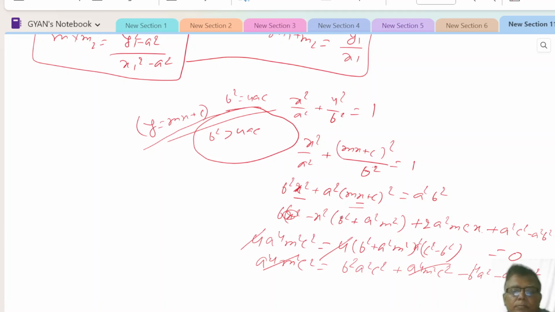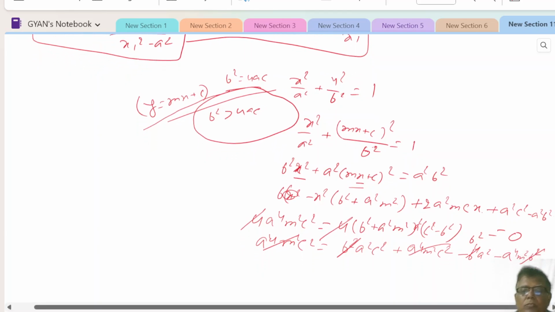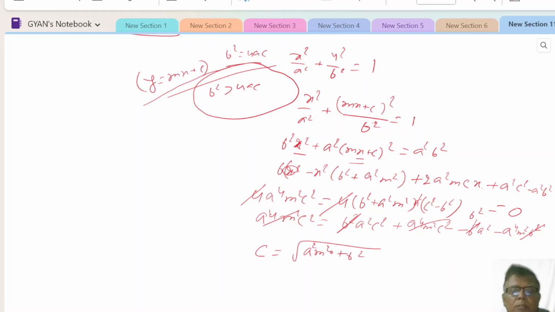So now b square here and b square get cancelled. So now if we solve further, then c will be root over a square m square plus b square, plus minus this one.